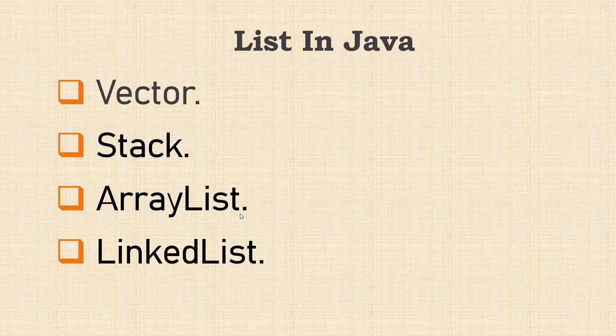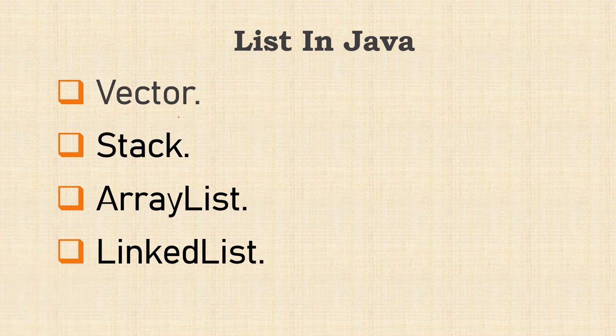So today we are going to start a new series on list. We are going to understand the complete implementation of the list interface. List is the interface which was introduced in the Java collections framework. Okay, so these are all the implementation classes of list. We are going to see them one by one in this tutorial.